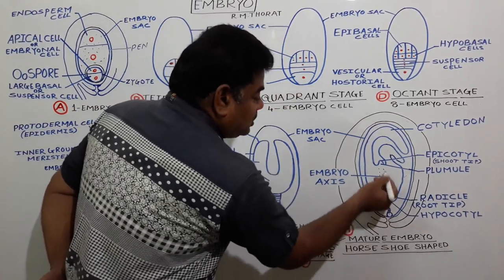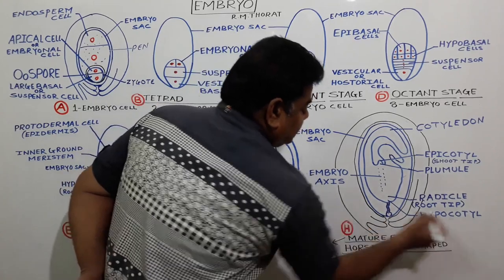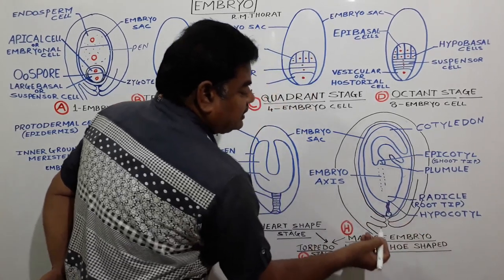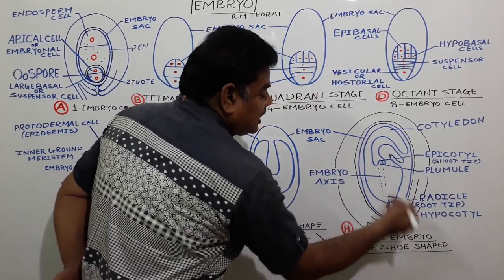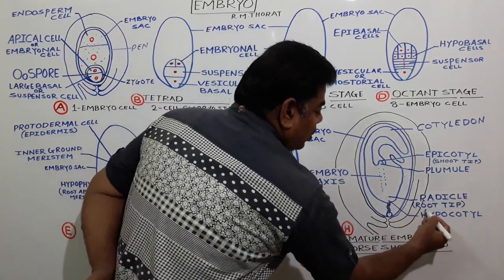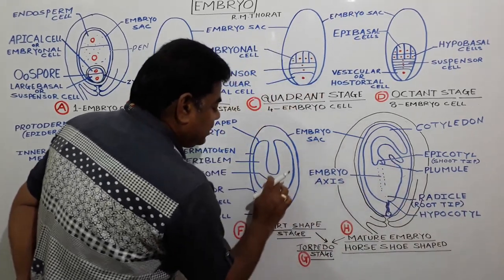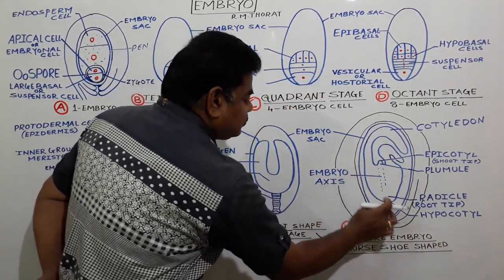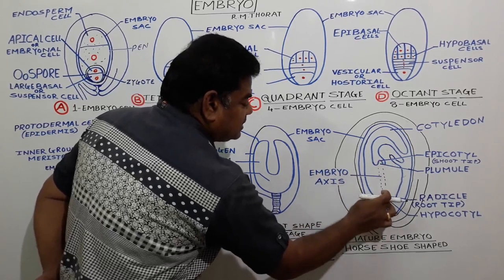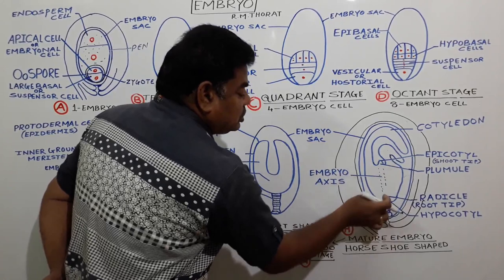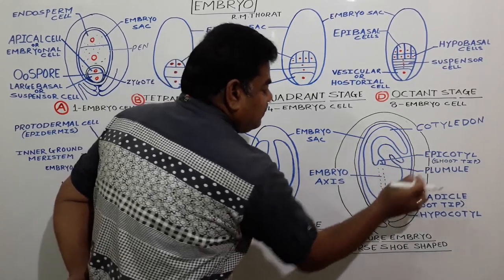And towards the micropylar end, the hypocotyl is present. Here the hypocotyl tissues are present, and the meristematic tissue there gets transformed into the radicle, which we call the root tip. So one axis formation takes place in this portion, which we call the embryo axis. This is the embryo axis, consisting of plumule and radicle. The plumule is surrounded by the tissue we call the epicotyl.